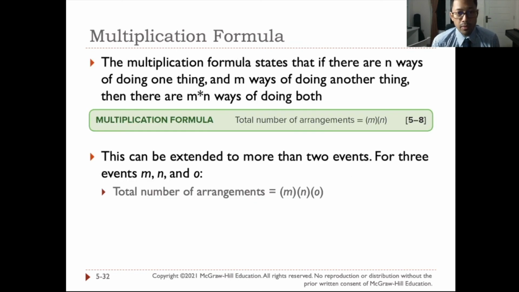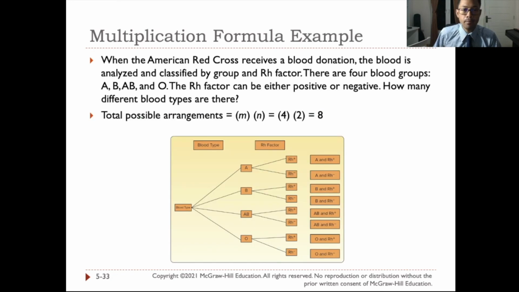So let's take a look at the multiplication formula. The multiplication formula states that if there are n ways of doing one thing and then m ways of doing another thing, then there are m multiplied by n ways of doing both. And so the total number of arrangements is just m multiplied by n. Now this can easily be extended to more than 2 events. For example, if you have 3 events m, n, and o, then the total number of arrangements will be m multiplied by n multiplied by o.